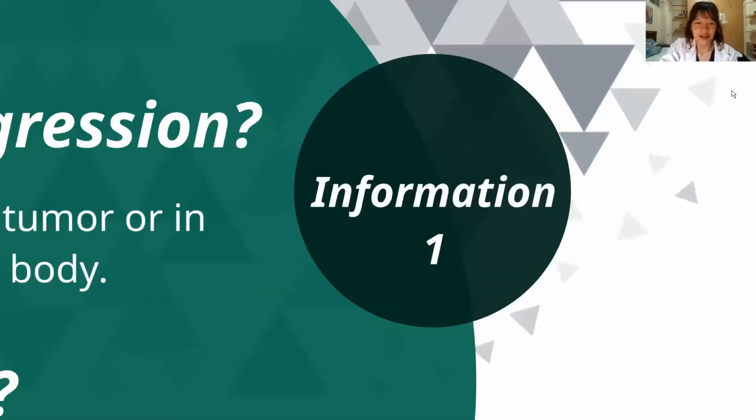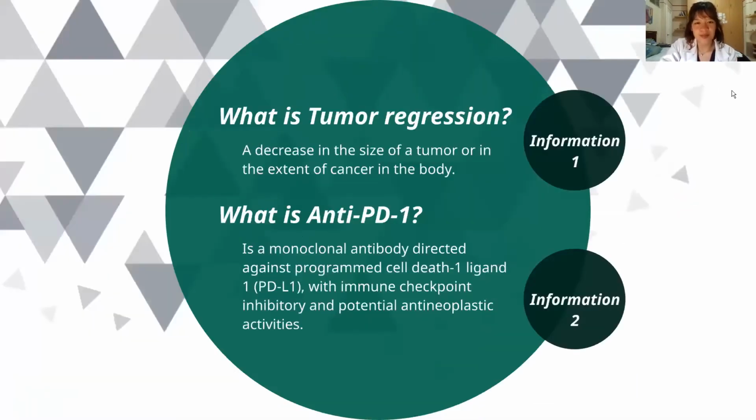Okay, next we have, what is an anti-PD-1? It's a monoclonal antibody directed against programmed cell death 1 ligand 1, PD-L1, with immune checkpoint inhibitory and potential antineoplastic activities.